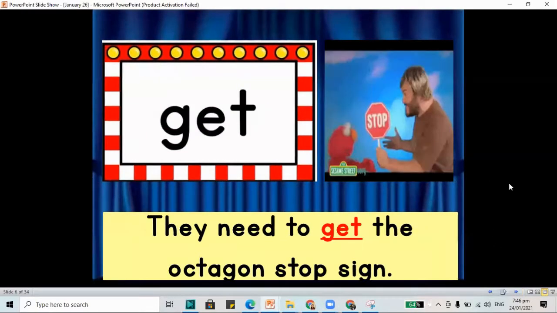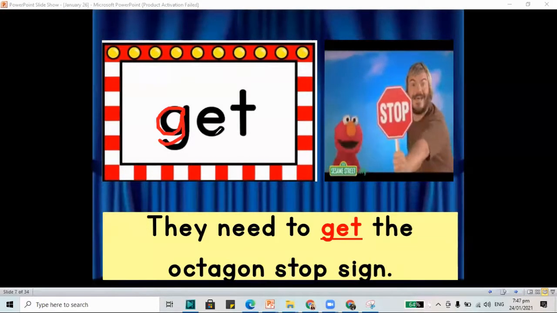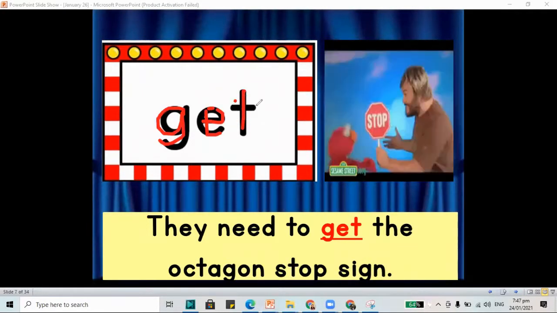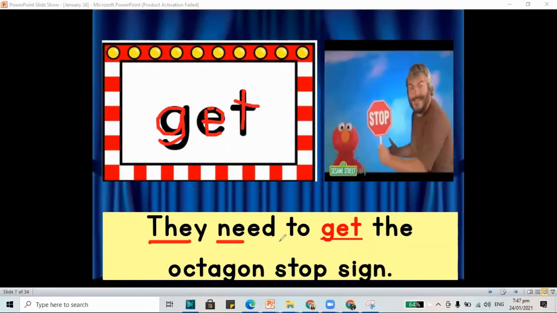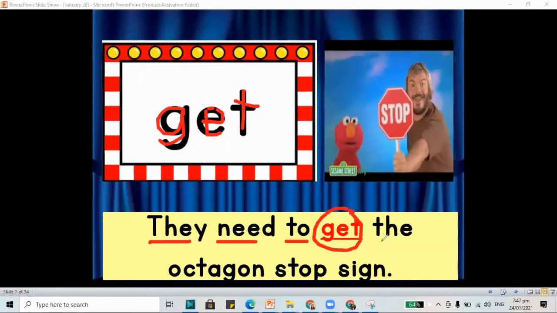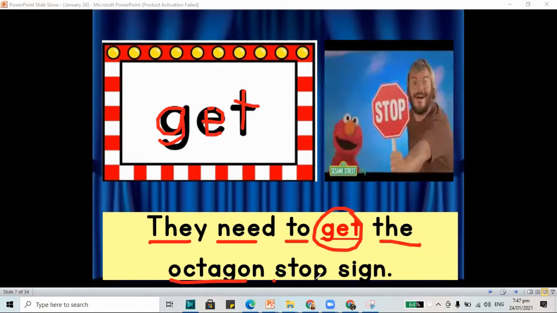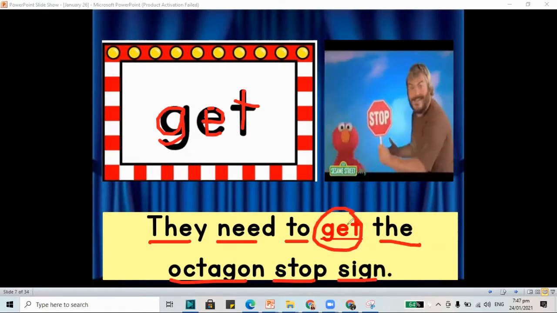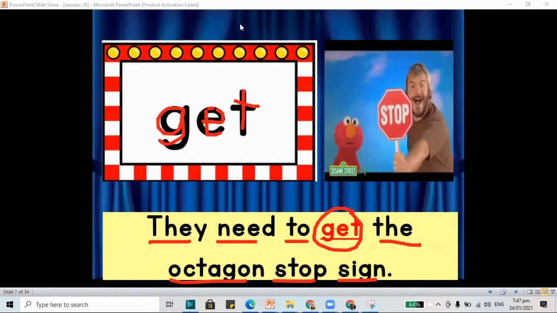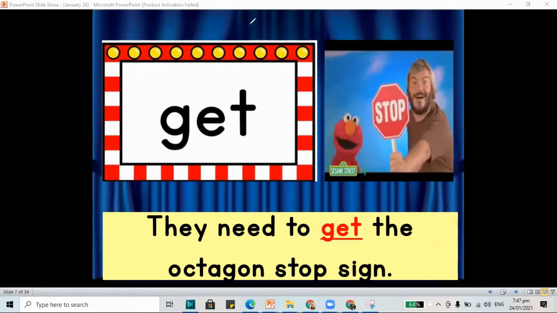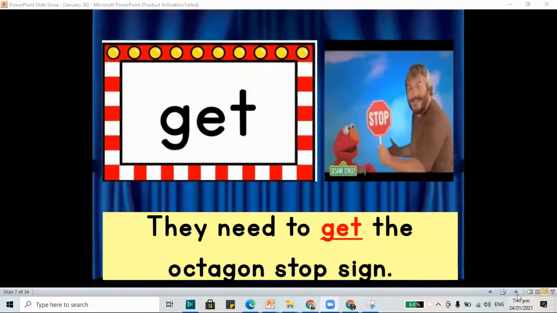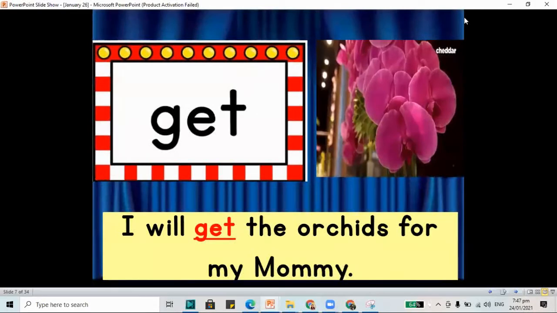The next word is the word get. The letters in get, we have G, E, and the letter T, get. They need to get the octagon stop sign. We have the word get. Get. When you need something, you have to get it. That's get.